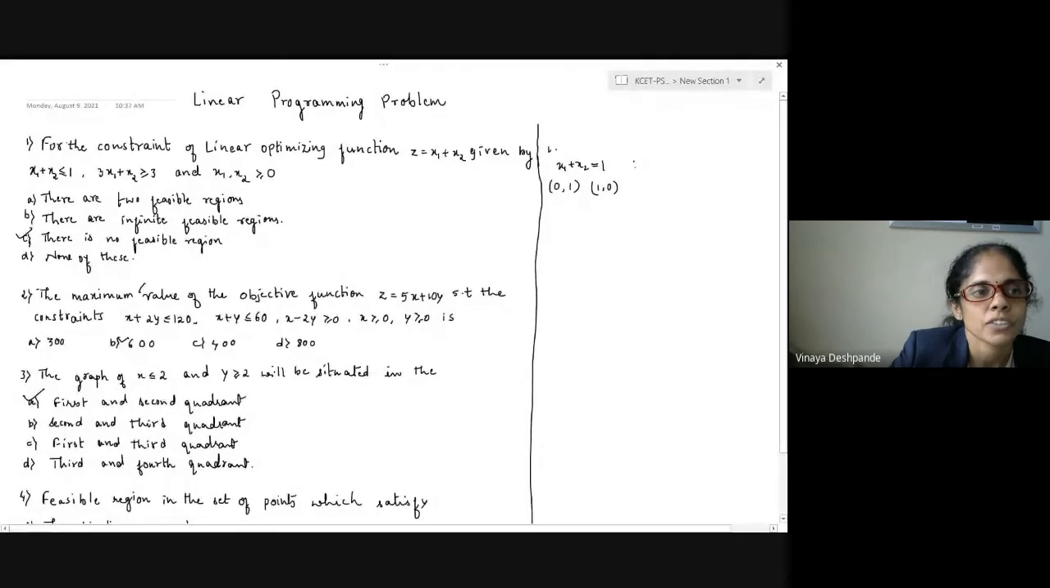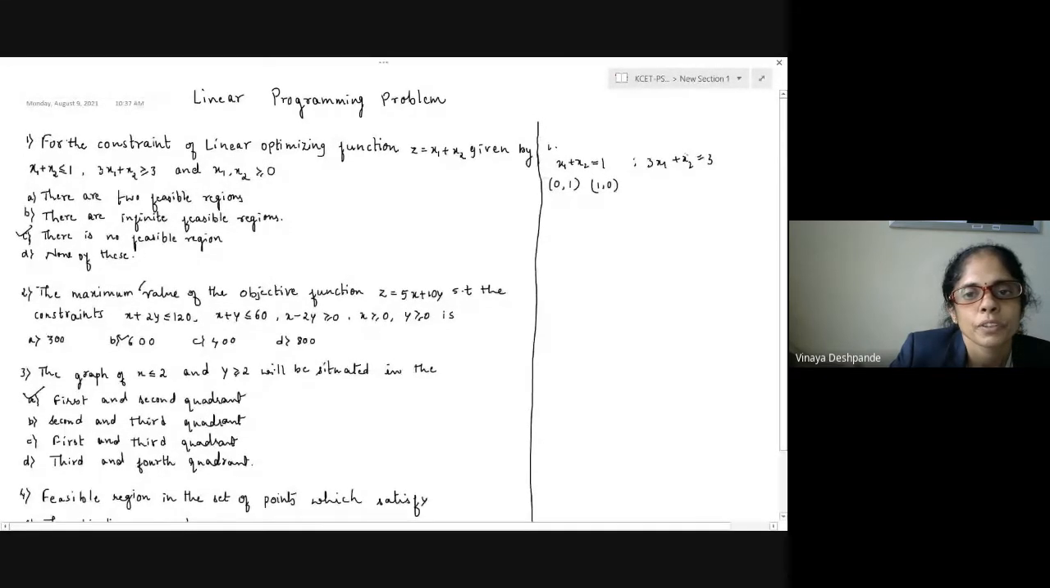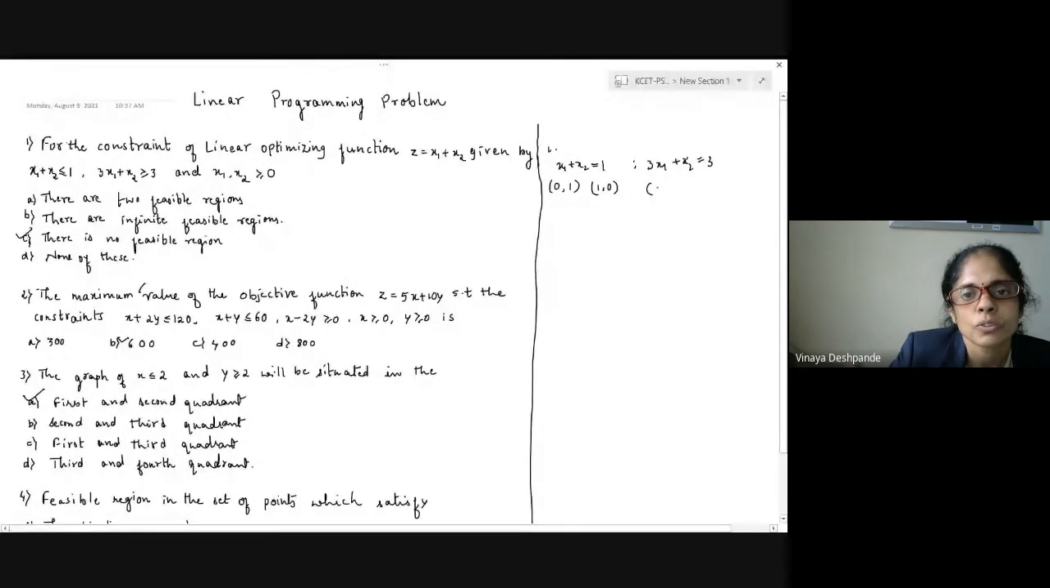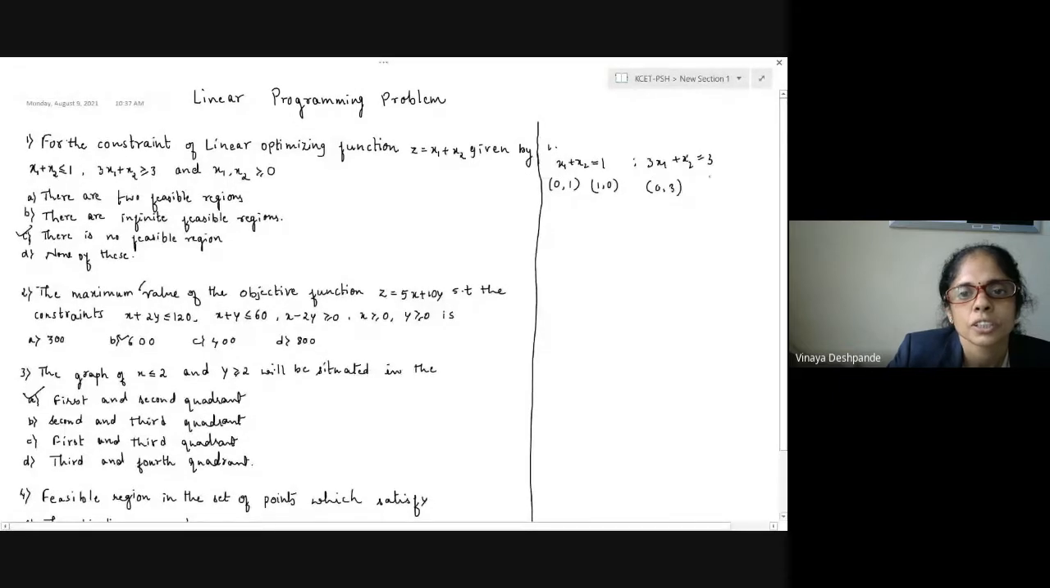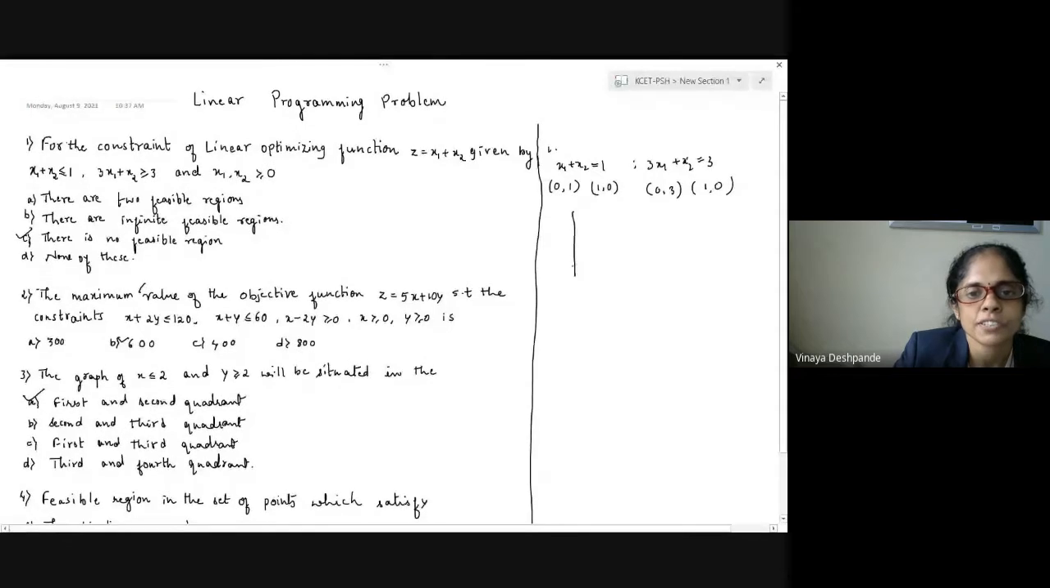Next similarly take the second constraint 3x1 plus x2 equal to 3. Put x1 0, x2 is 3. Put x2 0, x1 is 1. So the points are (0,1), (1,0), (0,3), (1,0). Okay, so let us plot these points.